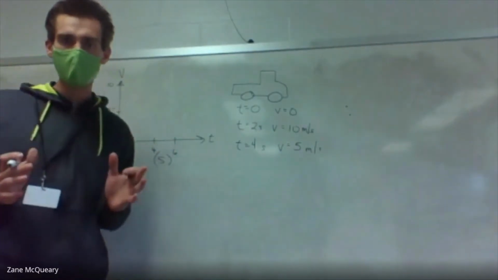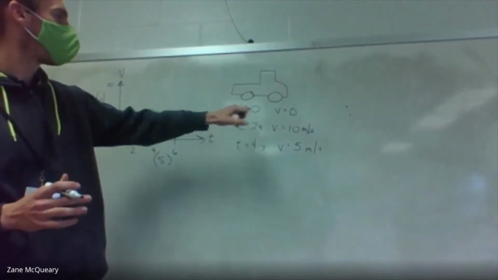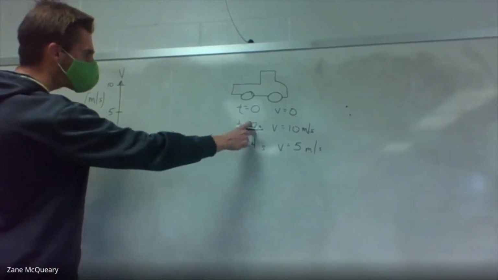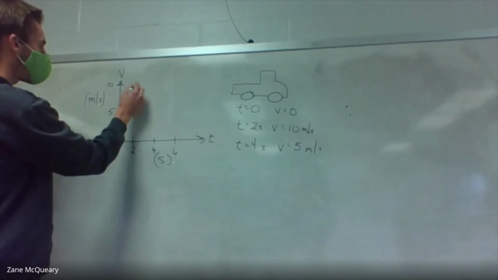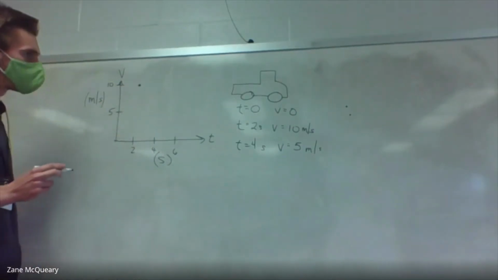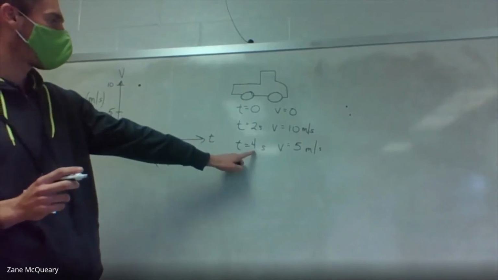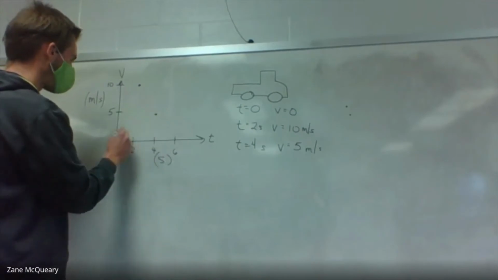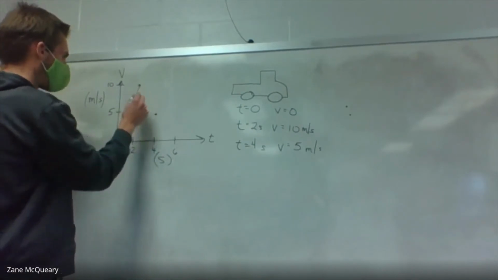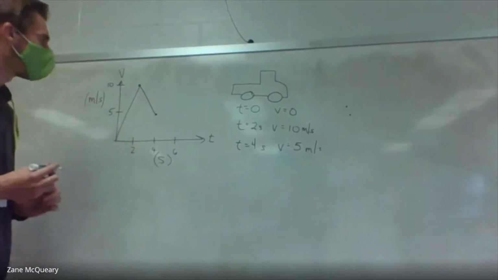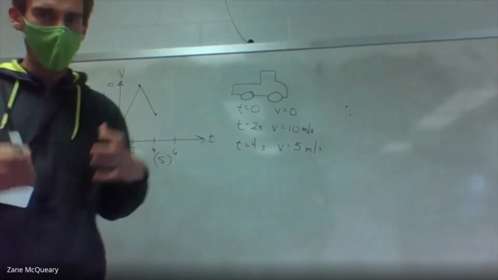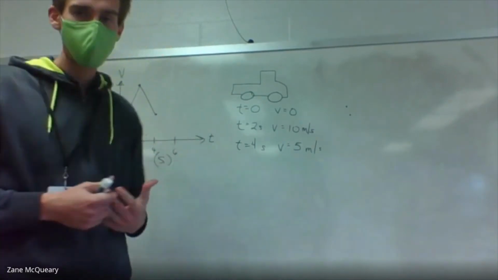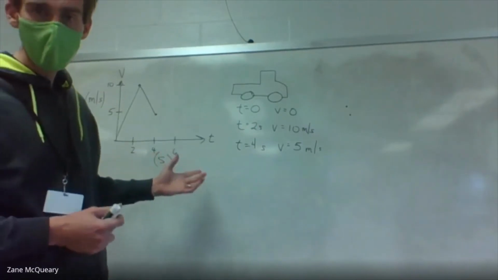Now let's graph that. At time 0, it's at 0. It's at rest. By the time it gets to 2 seconds, we're going 10 meters per second, so we need to get up here somewhere. Then at 4 seconds, it's going 5 meters per second. So let's connect the dots here. All that's doing is telling us how fast something is traveling in each one of those time intervals. 6 is left blank, but we could add another one.